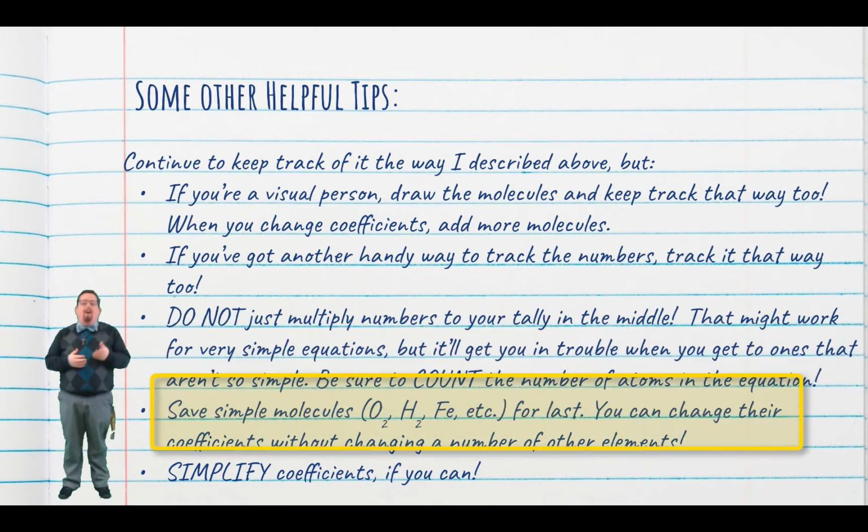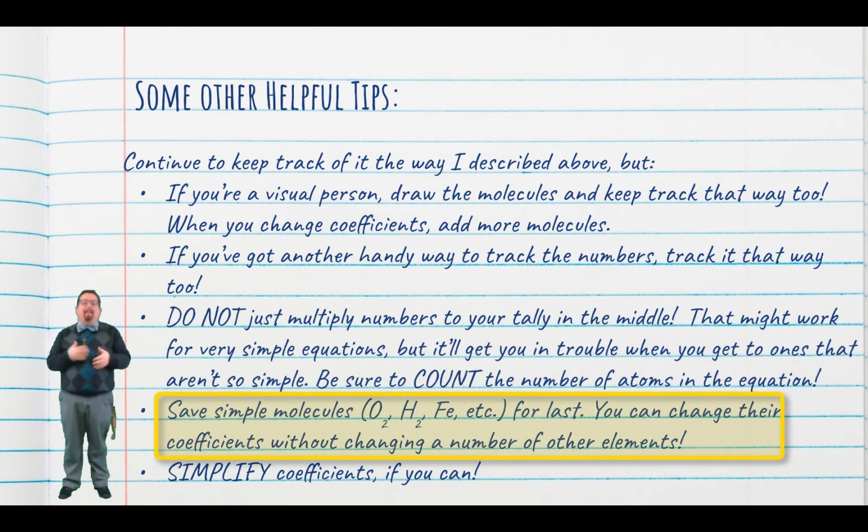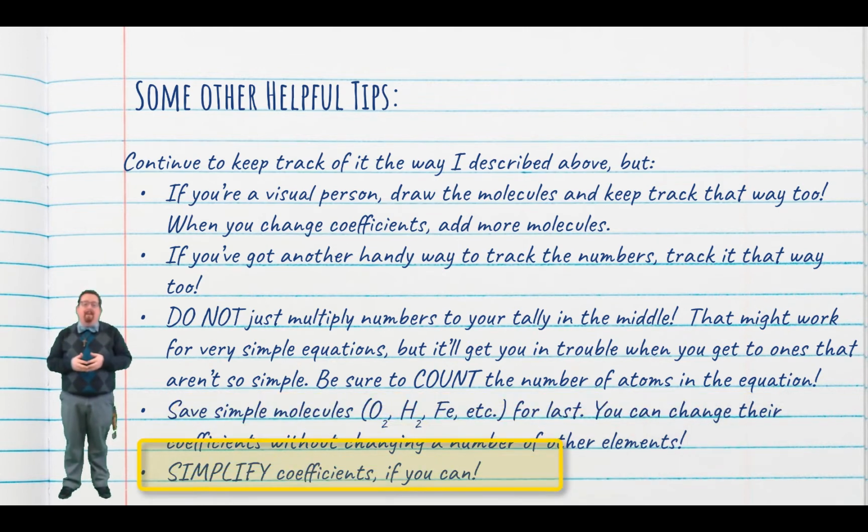When picking which element to try to balance first, pick one that exists in a fairly large molecule. Save the simple molecules like O2, H2, or just single elements for last. You can change the coefficients for the molecules or atoms that only have one element and that'll only change that element's number of atoms. It won't affect any other elements. That's why they're the best to save for last.